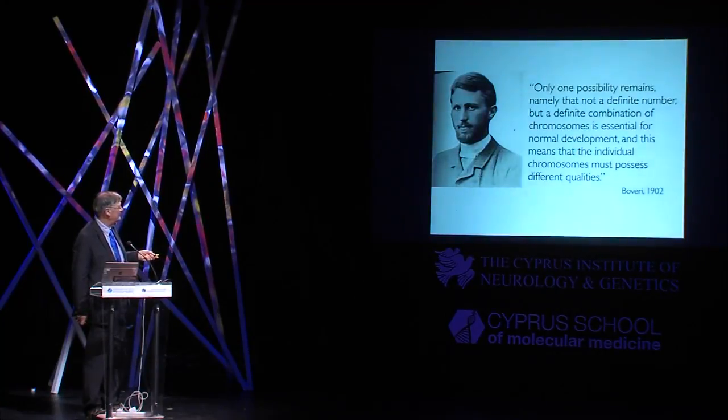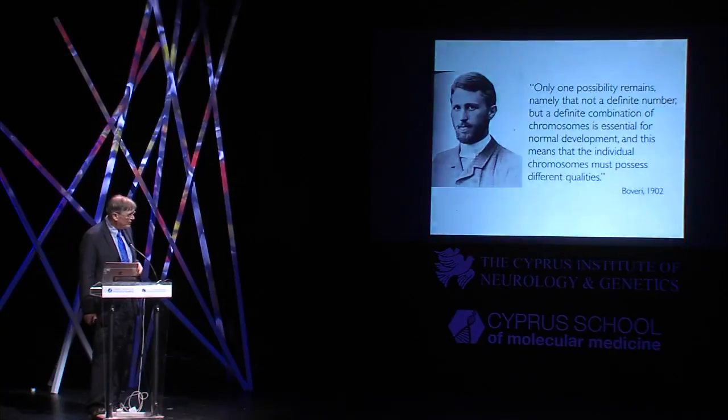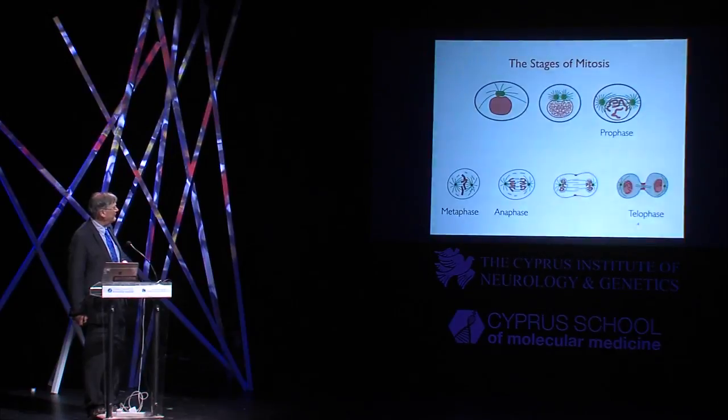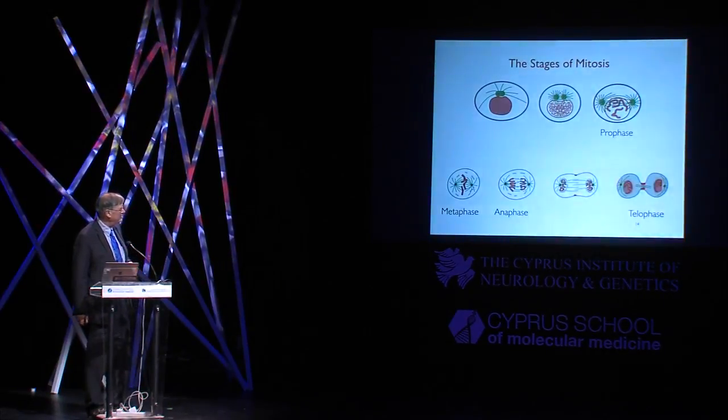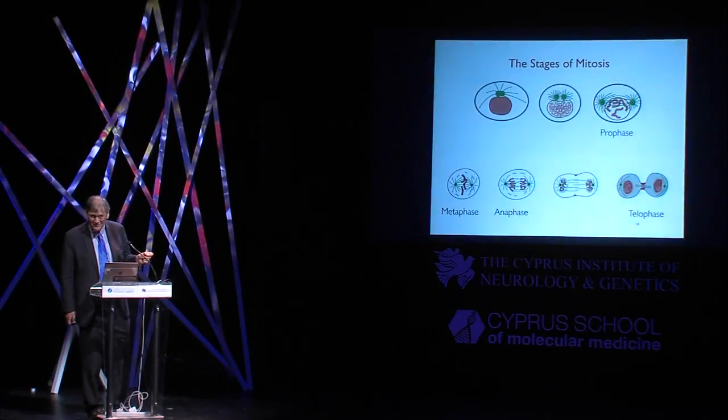And this means that the individual chromosomes must possess different qualities. There's something really important in chromosomes which leads to development. A cat has cat chromosomes, a human has human chromosomes, an oak tree has oak tree chromosomes, and they faithfully record all the instructions to make those organisms. And there is a fantastic mechanism for distributing chromosomes between two daughter cells, and it's called mitosis, from the Greek, I believe, for a thread. You can correct me if I'm wrong about that.